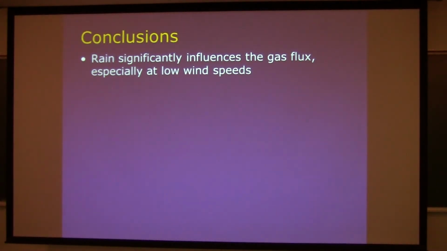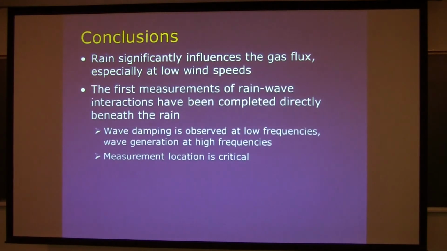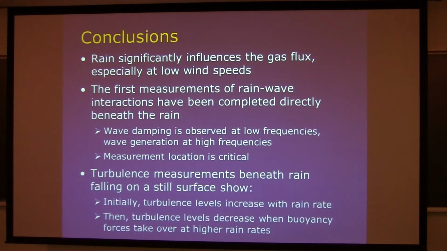So to summarize, rain significantly influences the gas flux, especially at low wind speeds. The first measurements of rain-wave interactions have been completed here directly beneath rain, with wave damping observed at low frequencies and wave generation at high frequencies. And the measurement location for these is very critical. And turbulence measurements beneath rain falling on a still surface show that initially turbulence levels will increase with rain rate, but then turbulence levels decrease when buoyancy forces take over at the higher rain rates.